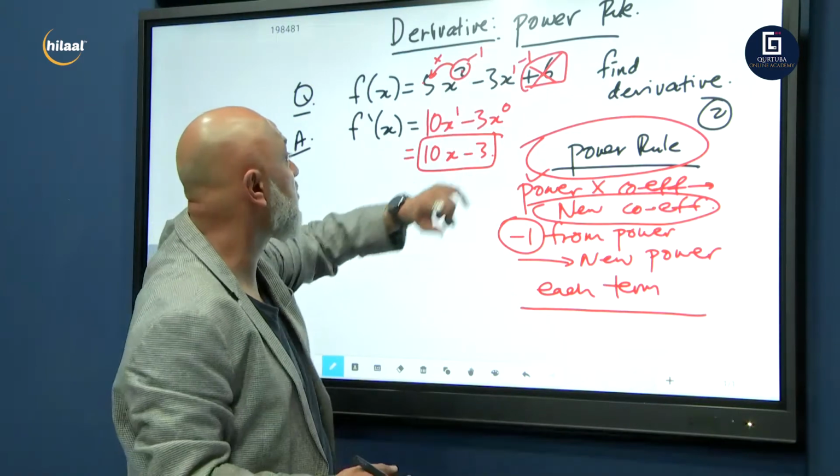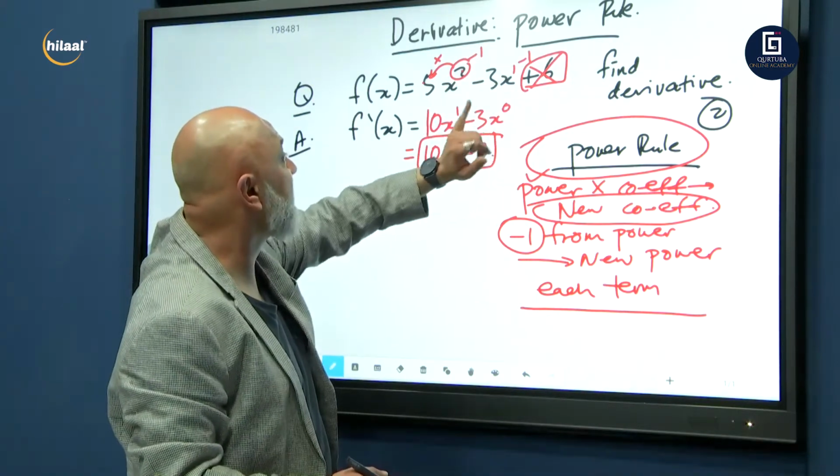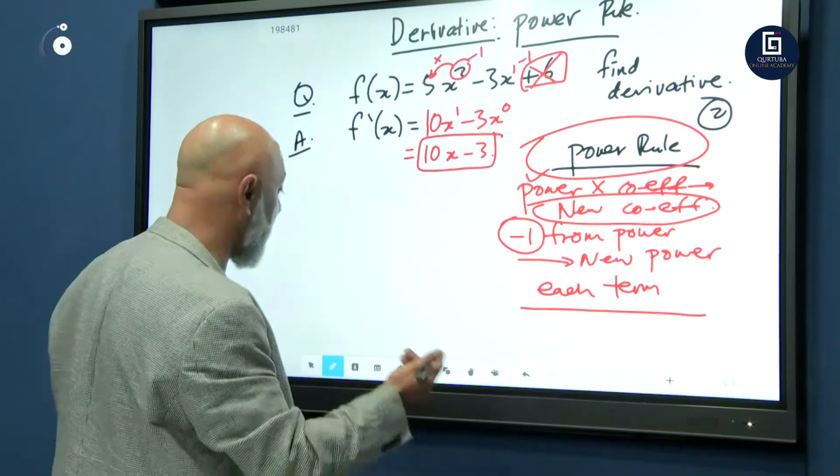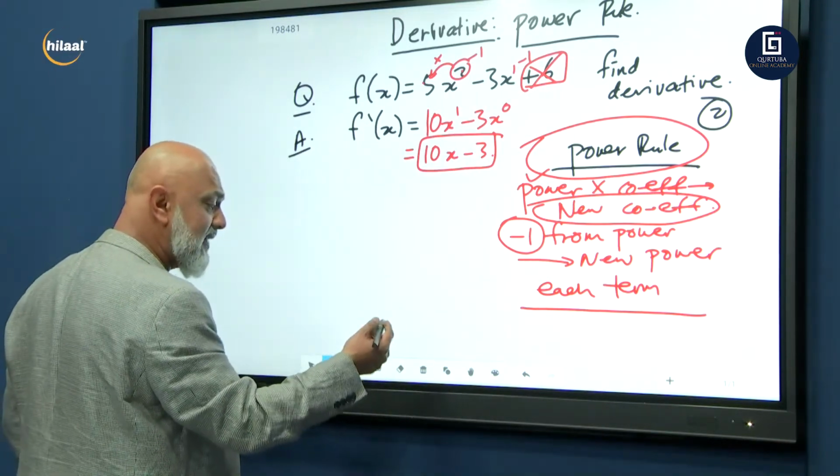So 2 minus 1 is 1, and then 1 times negative 3 was negative 3. 1 minus 1 is 0. The derivative of a constant is 0. Let's do a couple of examples of this.